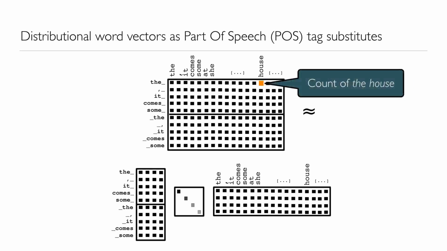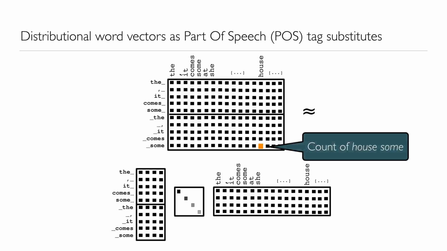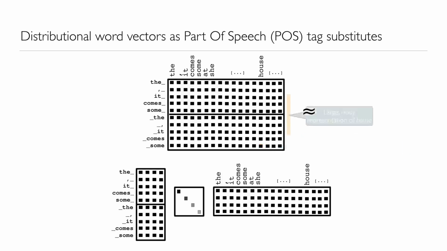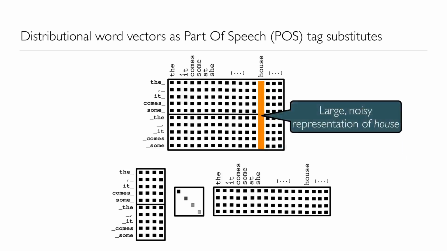So that means that this element here that I've highlighted is just a count of the sequence of the house in this corpus. This element here is just a count of house sum in this corpus. So this column here is just a very big, noisy representation of the behavior of this word house in this big corpus.